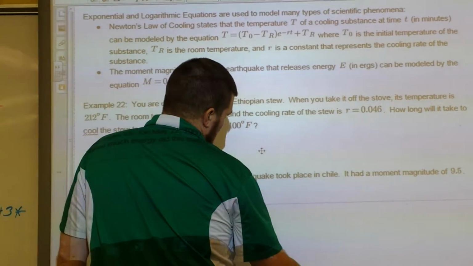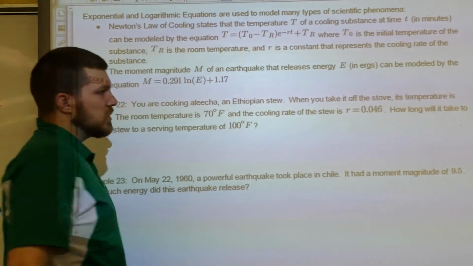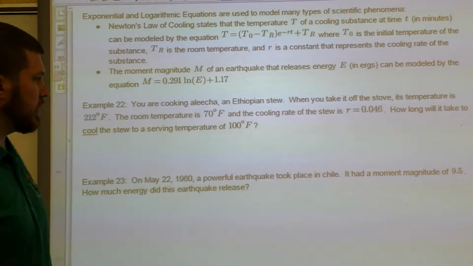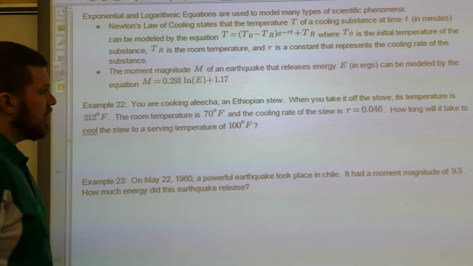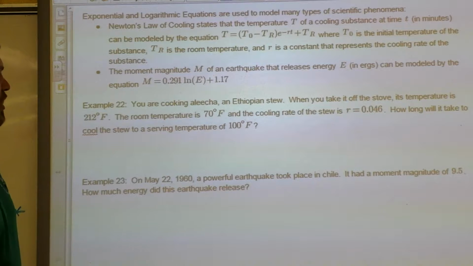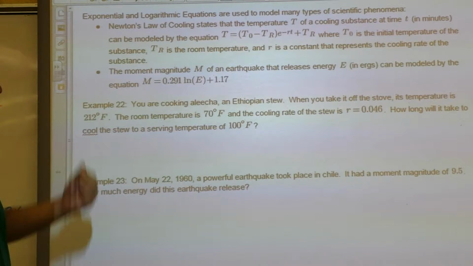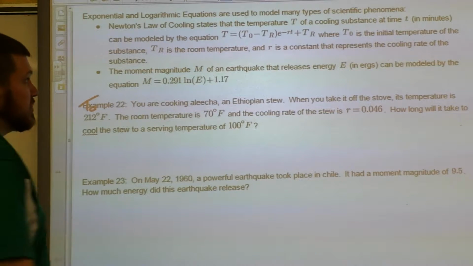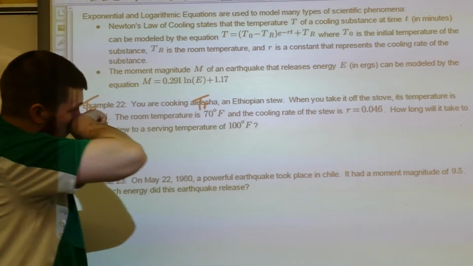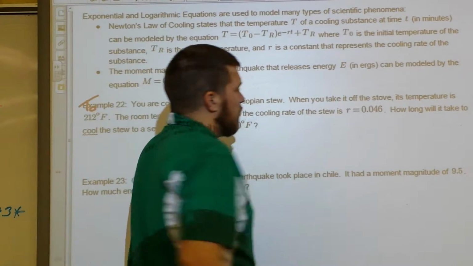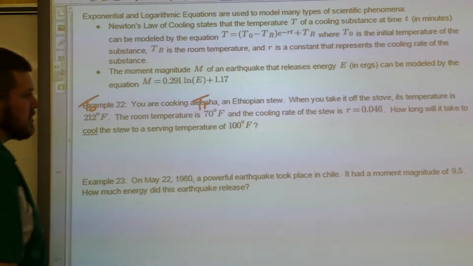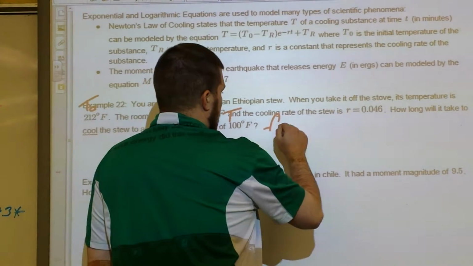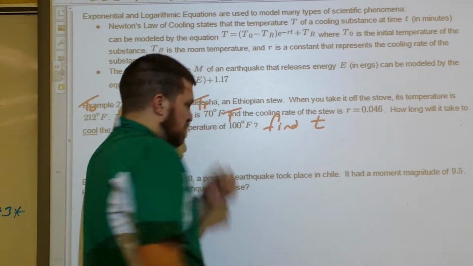Alright, so the very first thing I suggest we do is go through this word problem and label what you already have. Again, we're obviously talking about cooling down, so that's Newton's law of cooling. When you take it off the stove, its temperature is 212 degrees. Well, that's its initial temperature, so that's T of 0 right here. The room temperature is 70, so that's T of R. And R, obviously, is R. We want to know how long it's going to take to cool the stew to a serving temperature of 100. So this is capital T, and we're trying to find little t, which is the time.